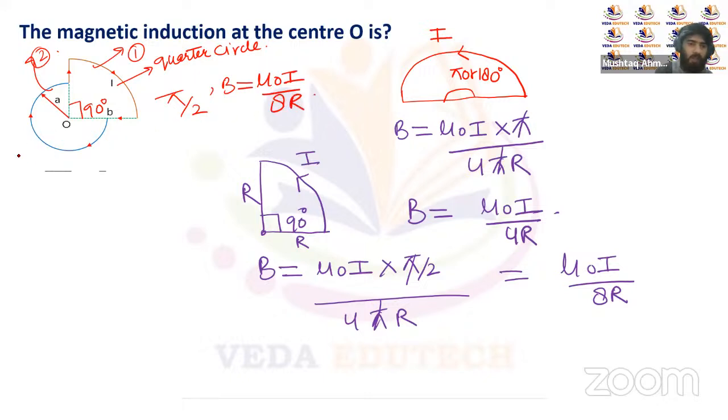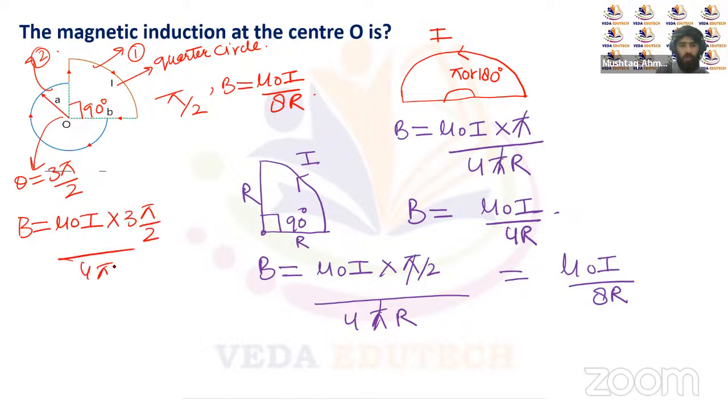Now this is 3/4 of a circle, and it will subtend an angle of 3 pi by 2 at the center. So its magnetic field will be mu naught I times alpha, where alpha here will be 3 pi by 2, upon 4 pi r. The pi and pi will get cancelled. We'll be left with 3 upon 8 mu naught I upon R.